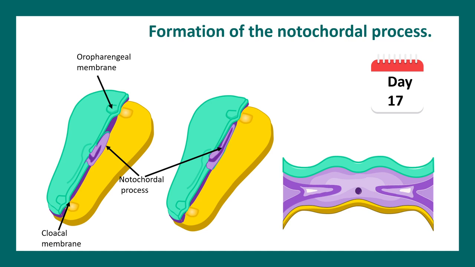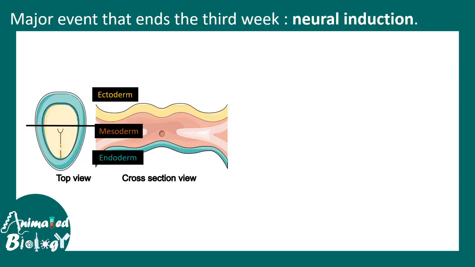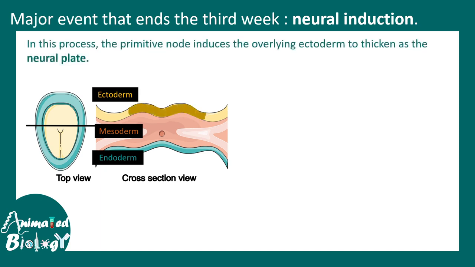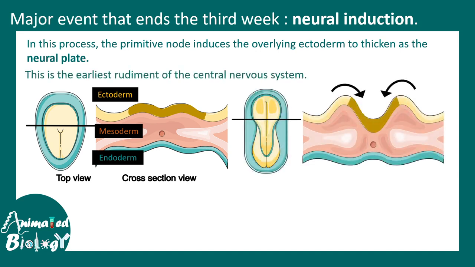The notochord first of all gives rise to the vertebrae and eventually secretes molecules which trigger the induction of the neural plate. So neural induction is one of the key events that happens at the end of the third week. In this process, the notochord secretes molecules like sonic hedgehog, out of many molecules, which help the induction of the ectodermal region to form the neuroectoderm. Eventually that neuroectoderm folds to form the neural tube.